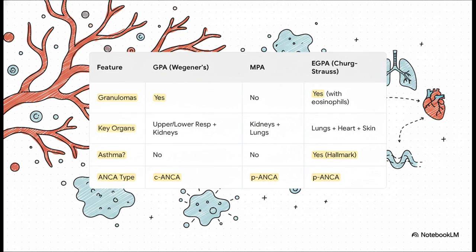In the middle is MPA. It also hits the lungs and kidneys, but here's the crucial difference: no granulomas. And then on the right, you have eGPA, which is the real odd one out. If you see a patient with a history of asthma or allergies, you have got to be thinking about eGPA. It's a hallmark of the disease. It also forms granulomas, but they're packed with a special type of cell called an eosinophil.